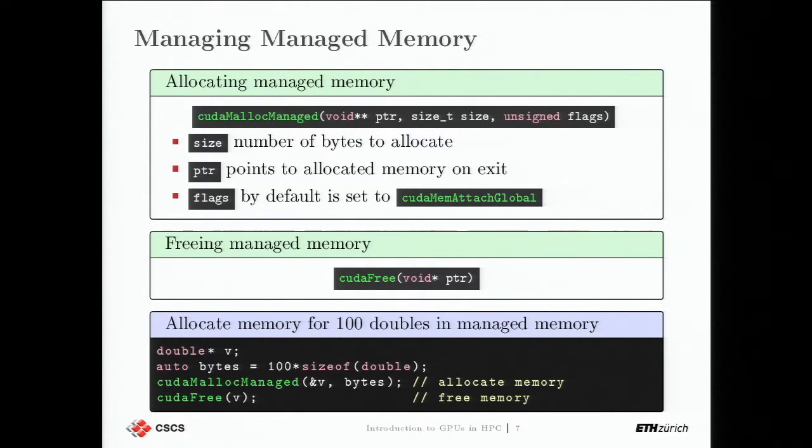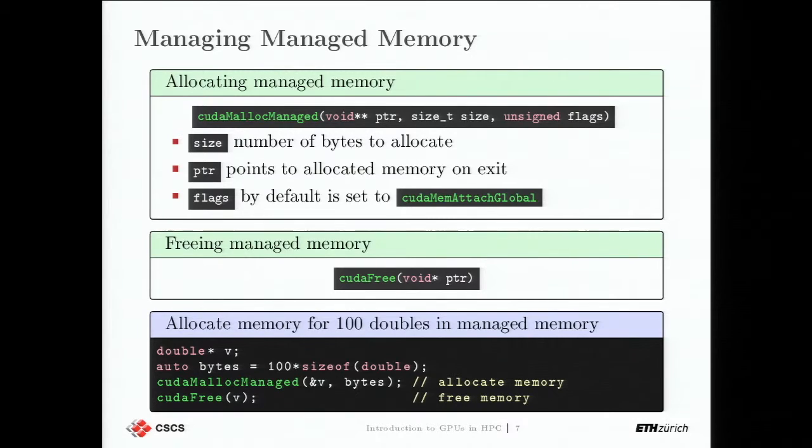Now it's a little bit different from the normal malloc, because with normal malloc we say pointer equals malloc and then the size, and that's all. This takes 2 arguments here, a pointer to a pointer and the size, and that's because all of these functions return an error code. So you can look at this error code to check whether the memory allocation was successful or whether there was an error. And then freeing the managed memory is a call to CUDA free. So these are the 2 functions, and you can think of them as being equivalent to malloc and free.